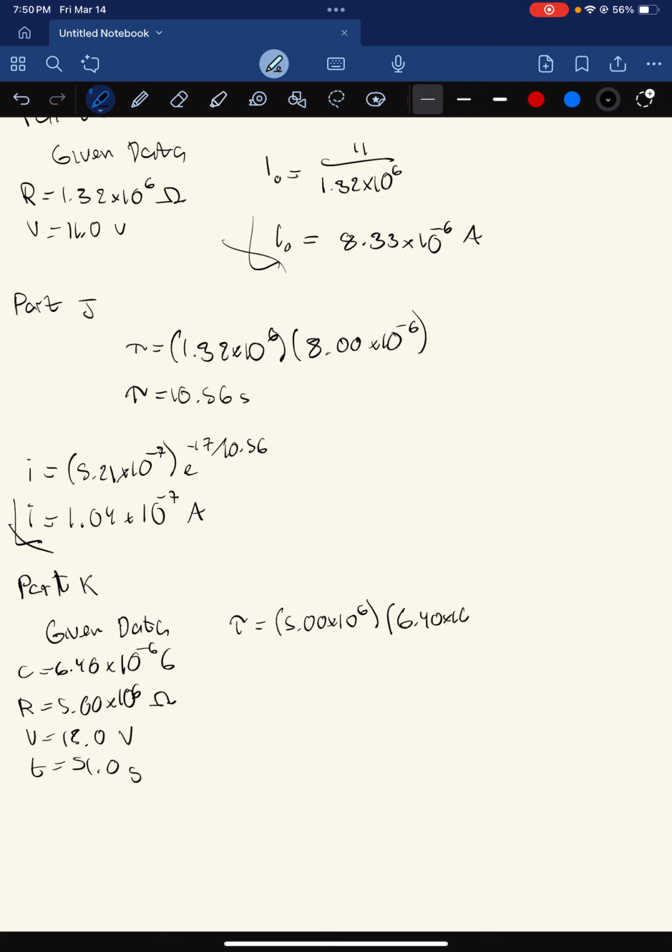So 6.40 times 6. Get that to the calculator. So 5.00 times 6 by 6.40 10 times -6. And I got 32 seconds. So 32 seconds. Now, to calculate the charge, pretty easy.